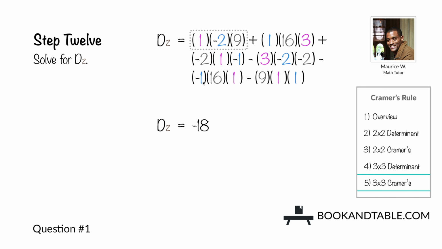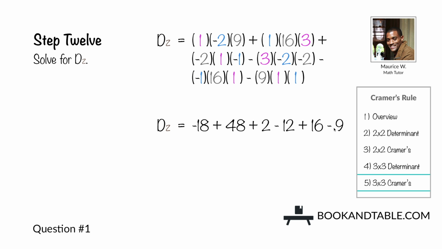giving us 1 times negative 2, which is negative 2, times 9 is negative 18, plus 1 times 16, which is 16, times 3 will give us positive 48, plus negative 2 times 1 is negative 2, times negative 1 is positive 2, negative 1 times 3 is negative 3, times negative 2 is positive 6, times negative 2 is negative 12, negative 1 times negative 1 is positive 1, times 16 is 16, times 1 is 16, negative 1 times 9 is negative 9, times 1 is negative 9, times 1 is negative 9.